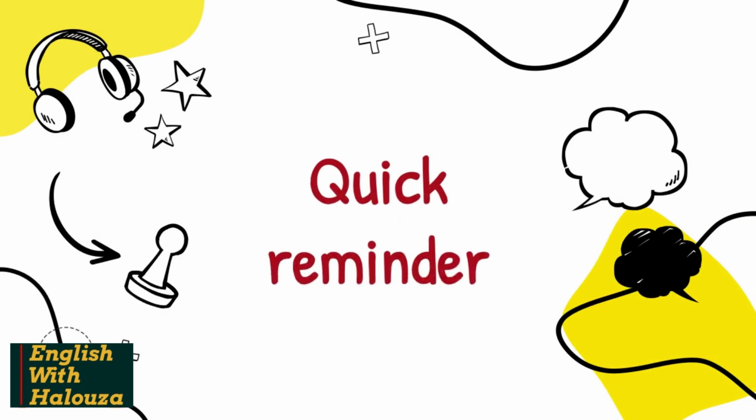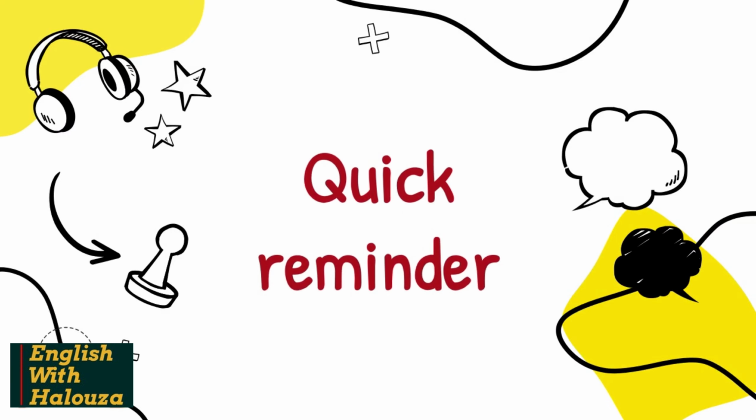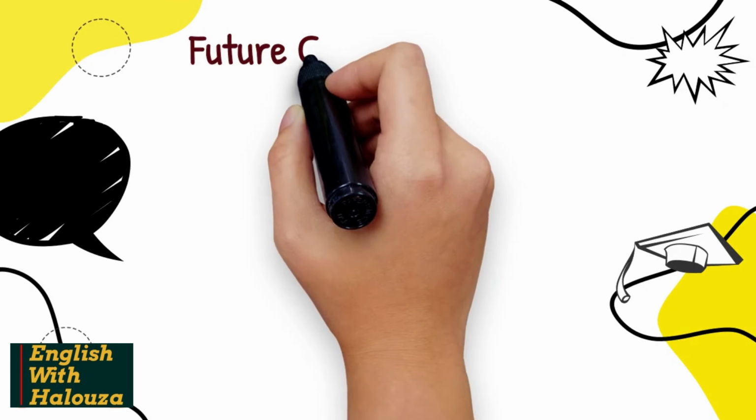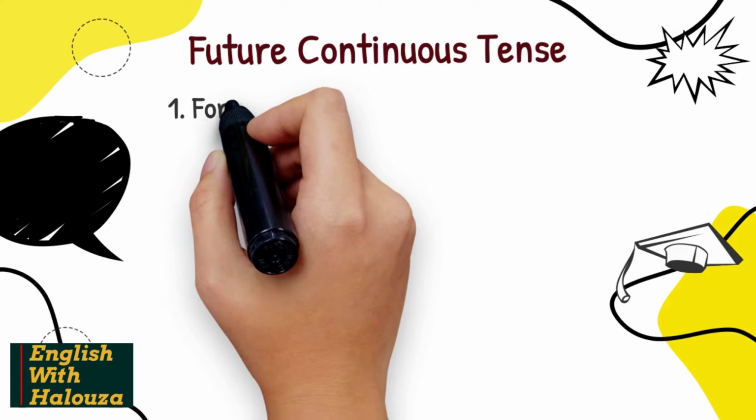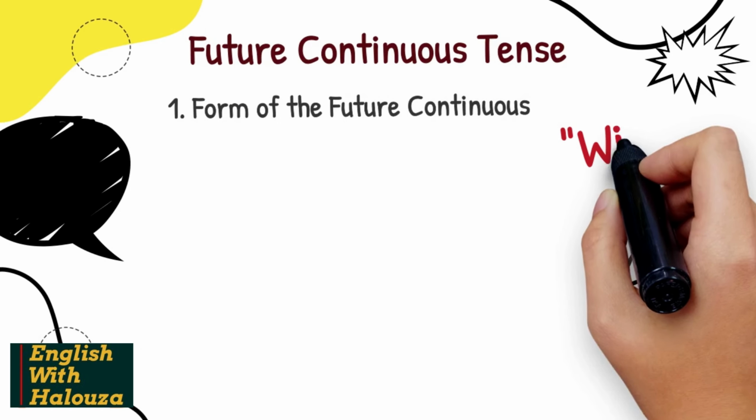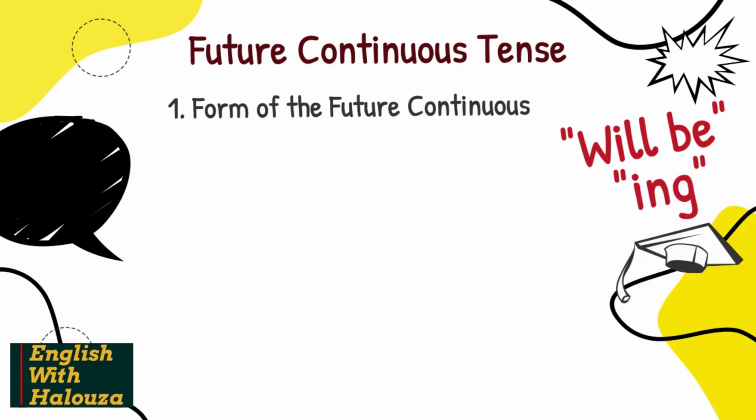Stay tuned for the exercise at the end of the video to test what you've just learned. Now, let's talk about the future continuous. It's formed with will be plus the verb ending in ing.